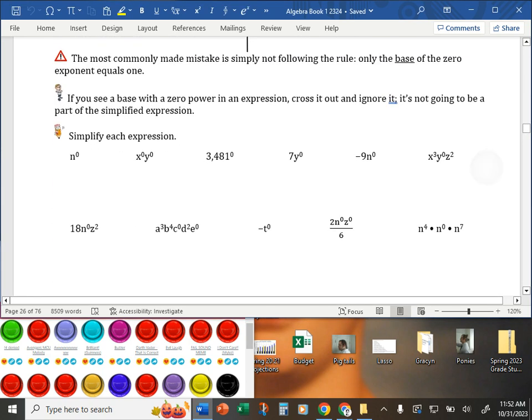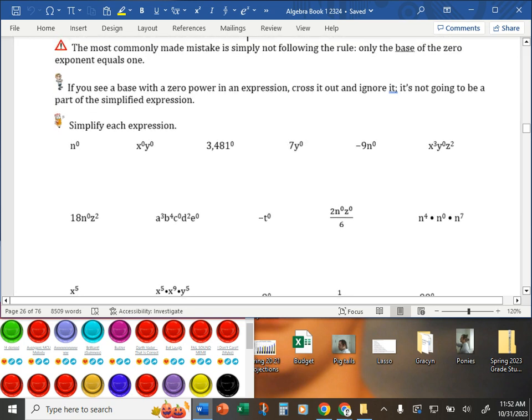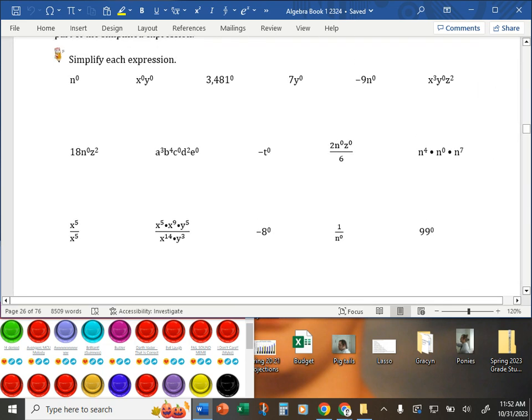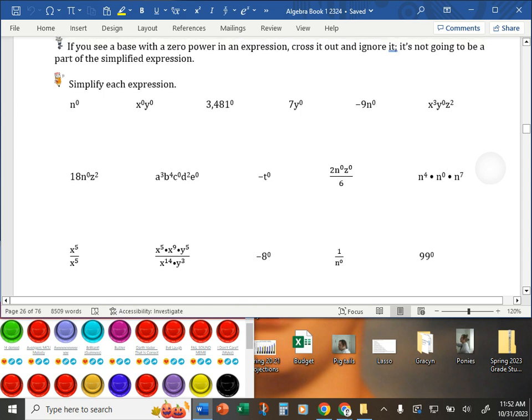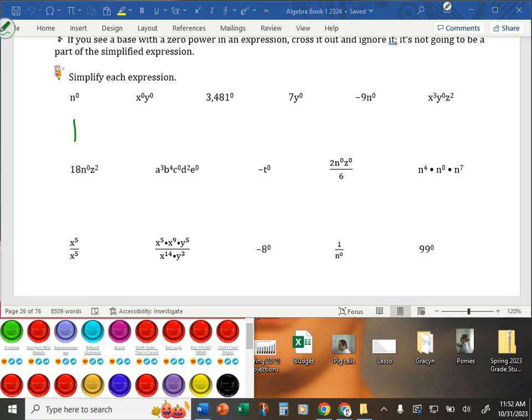Here we go. The most commonly made mistake is simply not following the rule. Only the base of the 0 power equals 1, not the coefficient. Only the base. So the first one, n to the 0, we've already seen that. What does n to the 0 equal? It equals 1. The next one, x to the 0 times y to the 0.